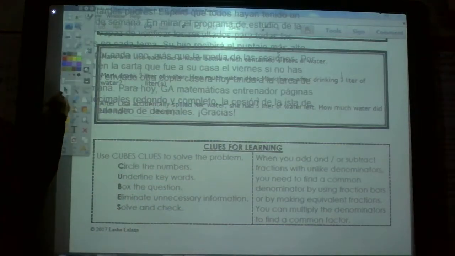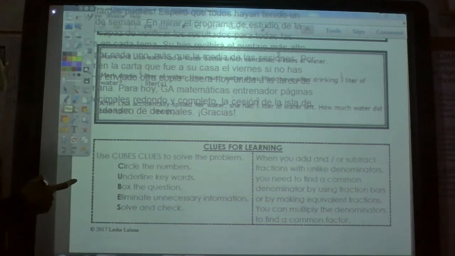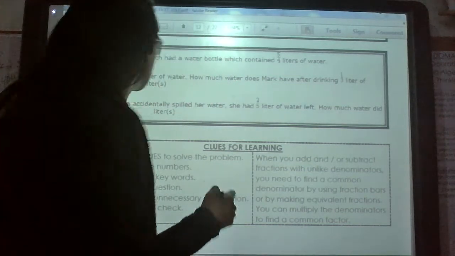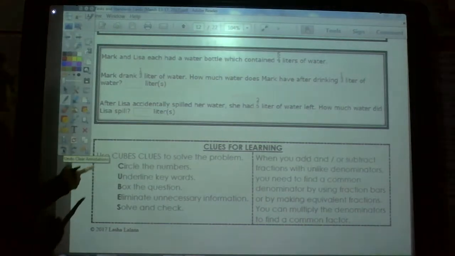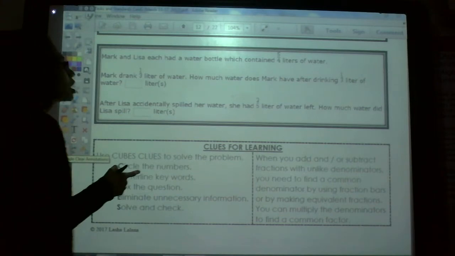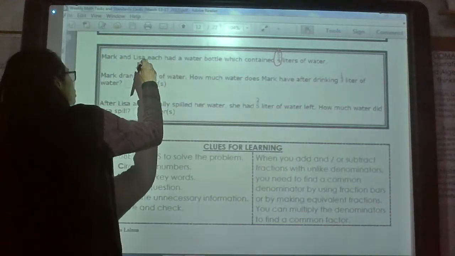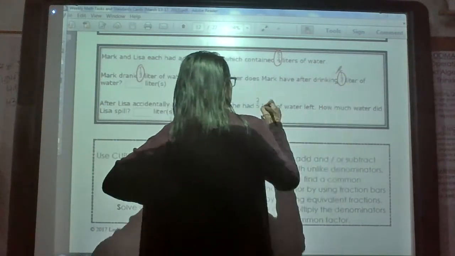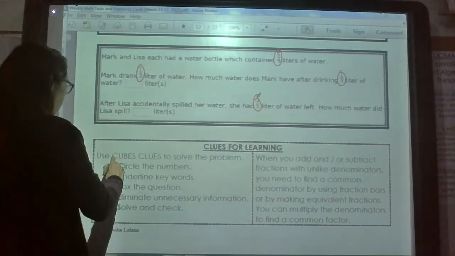All right, so first step is the C step, to circle the numbers. What numbers do we see? We see fractions, 5/4, 1/3. What else do you see? 1/3, 2/5. Anything else? Nope, that's it.